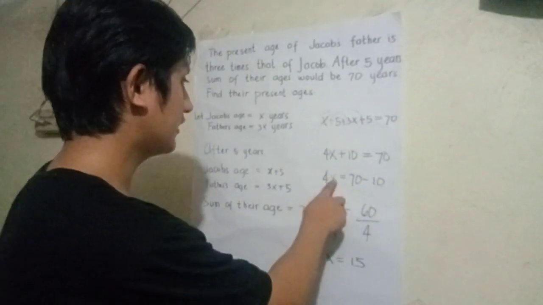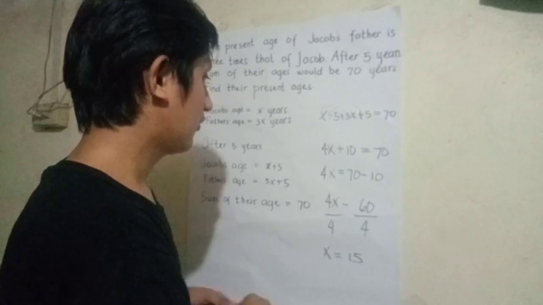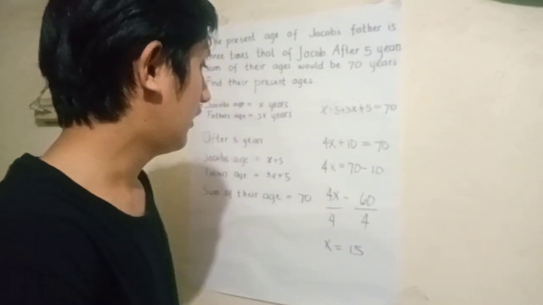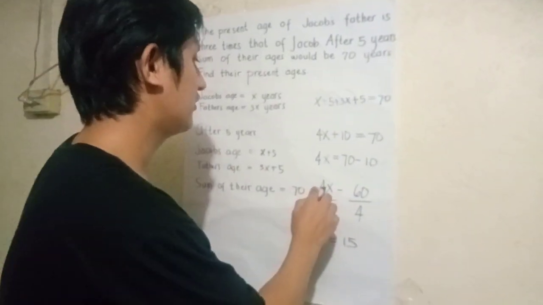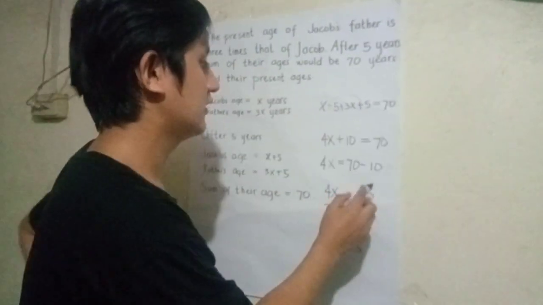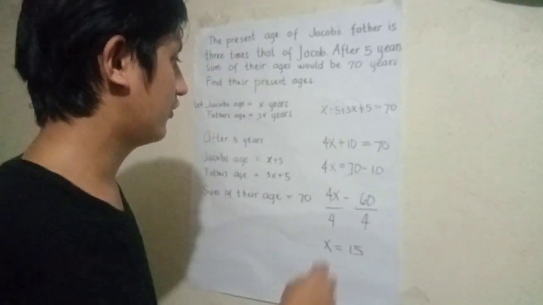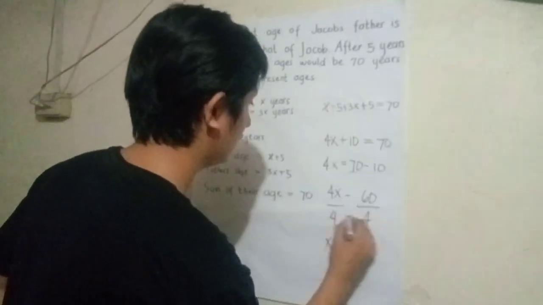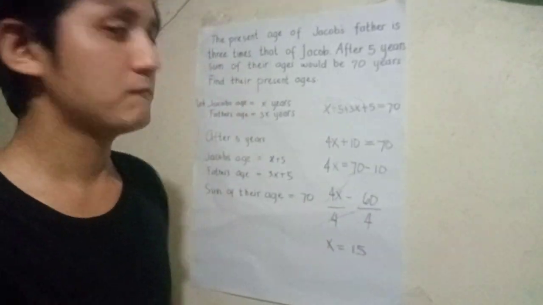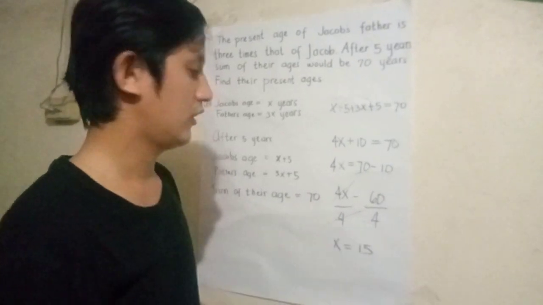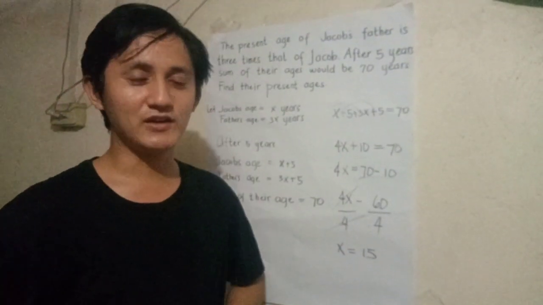So 4x equals 70 minus 10. We put this as minus 10 because we're going to move this 10 to the other side. Then next, we have 4x equals 60. 60 is the answer of this solution here. So we're going to cancel out, reduce. We'll put there 4, then cancel. So now we're going to divide 60 divided by 4, which equals 15. Therefore, the age of Jacob is 15.